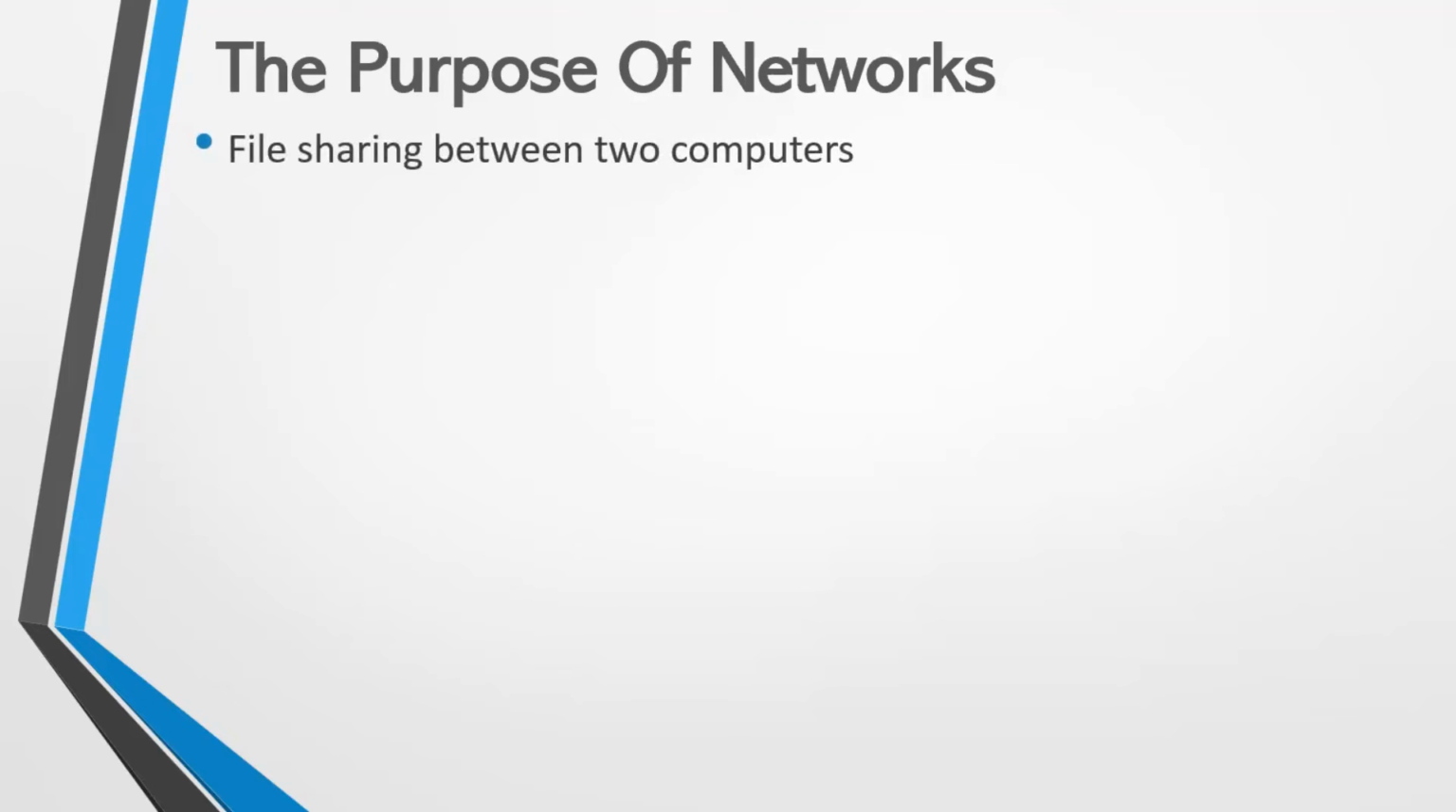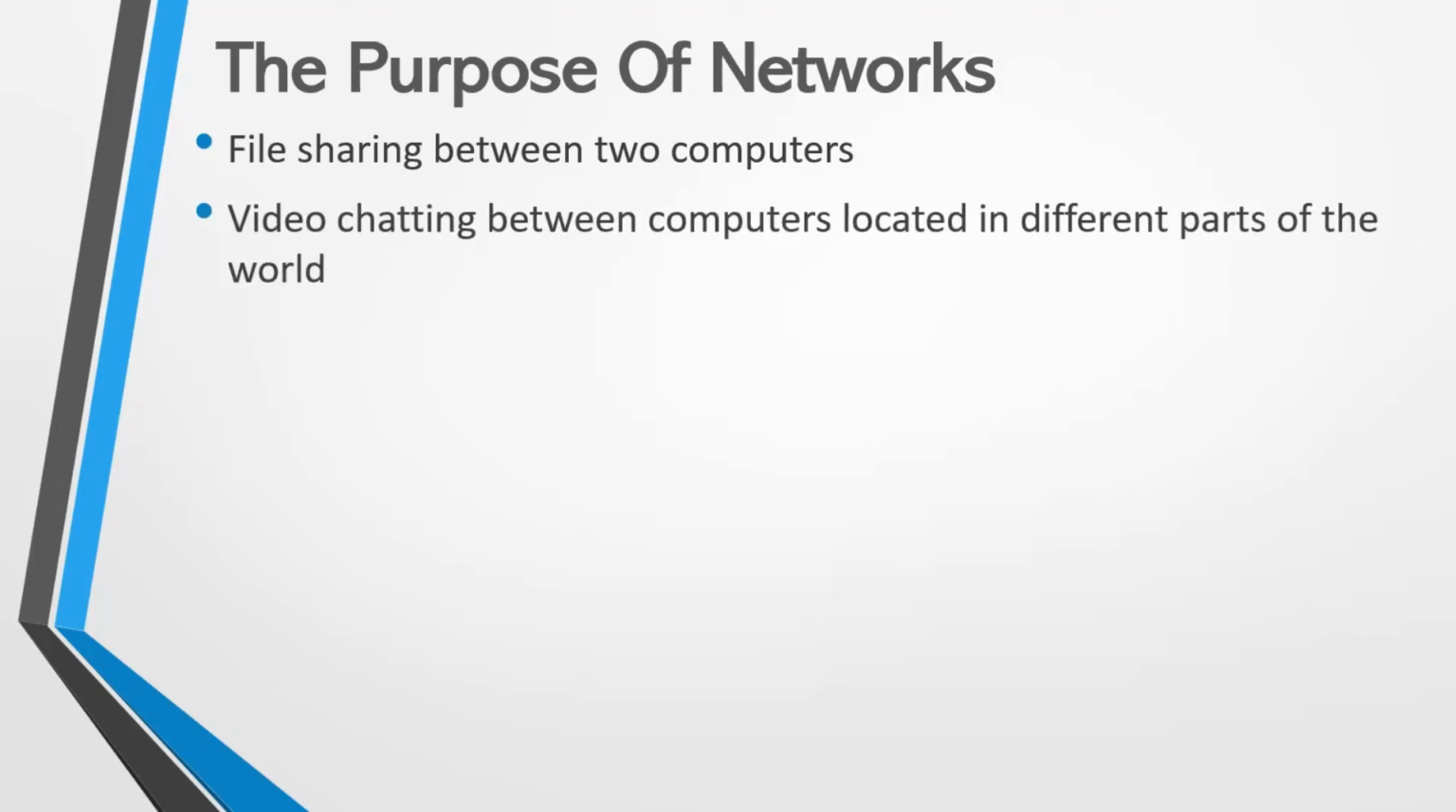File sharing between two computers is the most common purpose of a network. You would be sharing multiple types of files. They can be video files, media files, JPG images, or other types of files which you will be sharing between those computers. Then there is video chatting between computers located in different parts of the world, which is a common practice nowadays. You have your office meetings or even personal calls that you do over applications like Zoom, Teams, or WhatsApp. Those would be one of the purposes of the network.